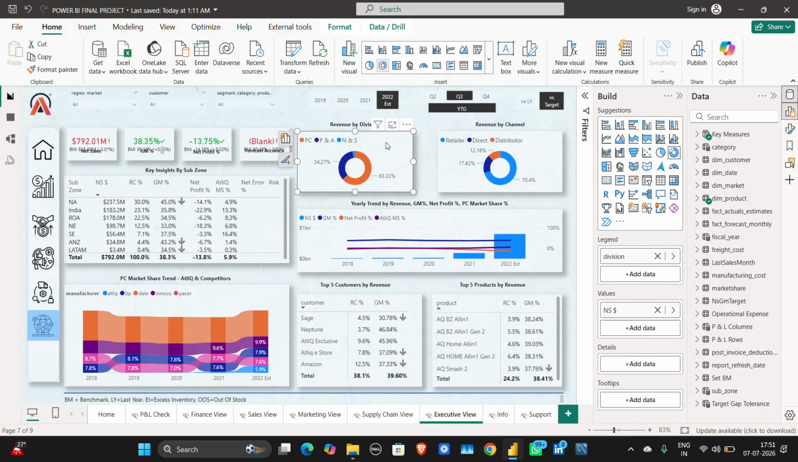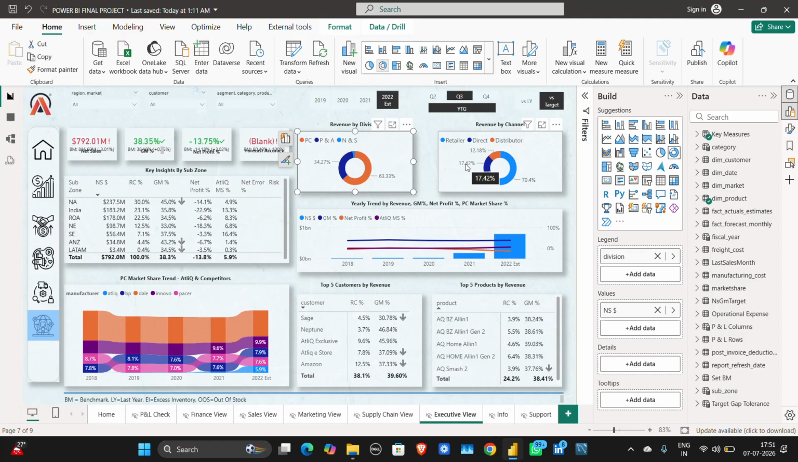So for example, if one division contributes nearly half of the company's revenue, which is the PC division, while another contributes only a small percentage, management can decide whether to invest more in high performing divisions or improve the performance of the weaker ones, right? So that's totally the decision of the management.